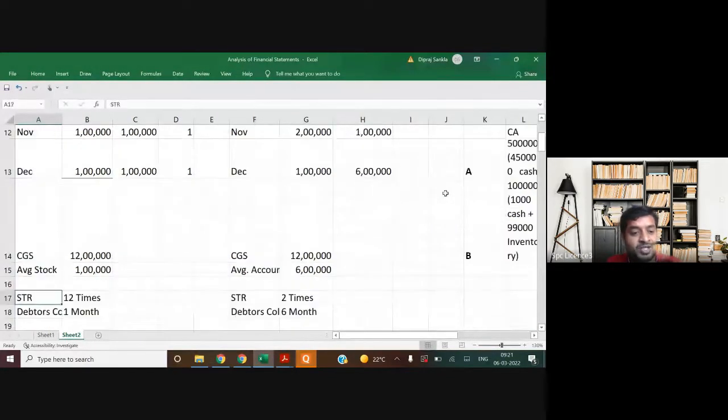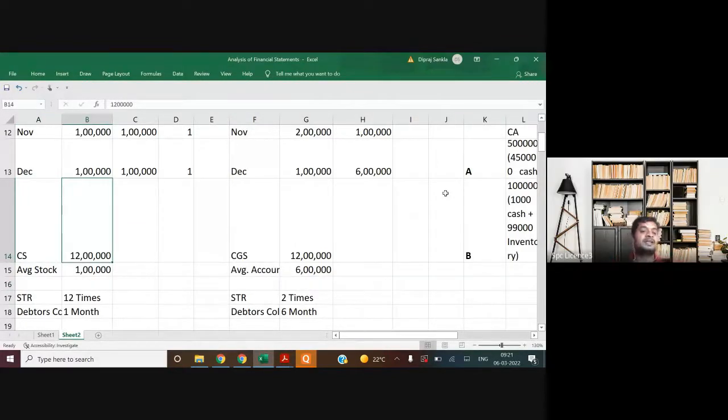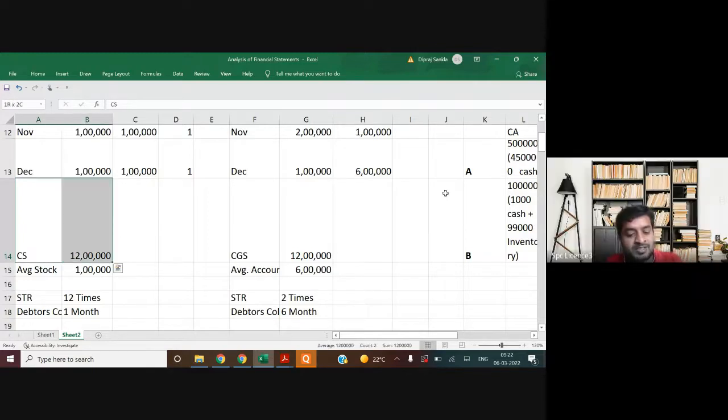Okay, now here DTR is related to credit sale, right? Yes, sir. DTR is related to credit sale. What is the volume of credit sale here during an accounting year? 12 lakh rupees, right? Yes, sir. Okay, 12 lakh rupees. And in both companies it is the same, right? The credit sale figure.